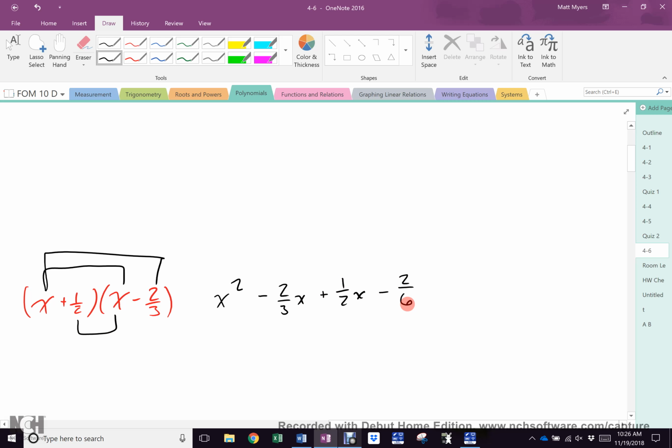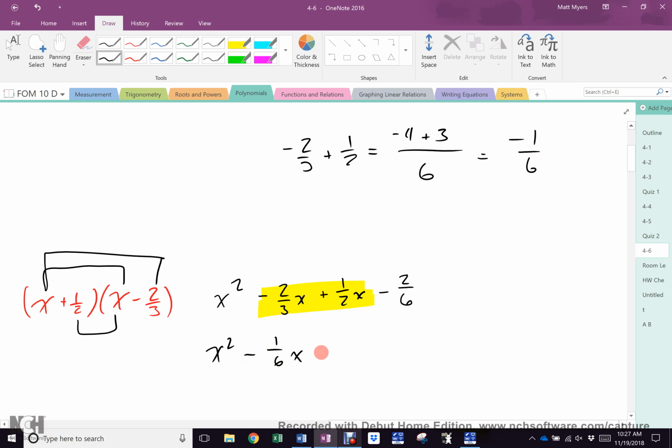Now, are these like terms? Yeah. So can I collect them? Yes. I would get x squared, and then negative 2/3 plus 1/2 is the same as negative 4 plus 3 over 6, which would be negative 1/6. Agreed? Minus 1/6 x minus 2/6. Agreed? How do I get rid of divided by 6 and divided by 6?